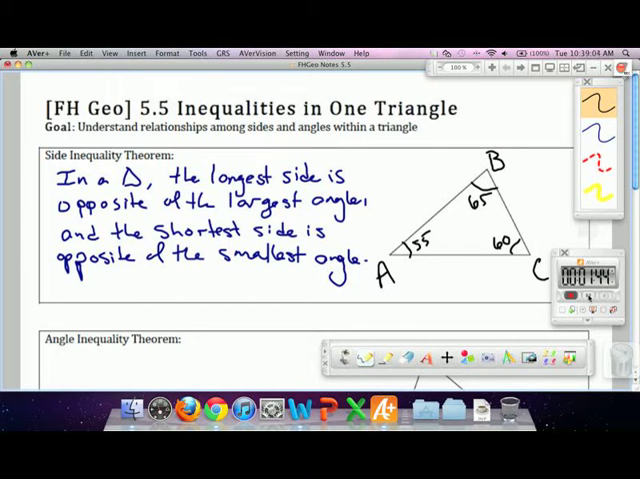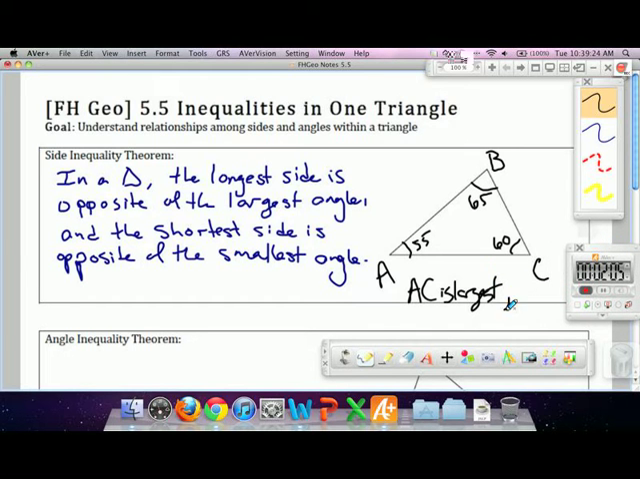What should that be, Greg? AC. So AC is the largest. And what's the second largest? Should be opposite the second largest angle, which is AB. And then what's the smallest side? BC.